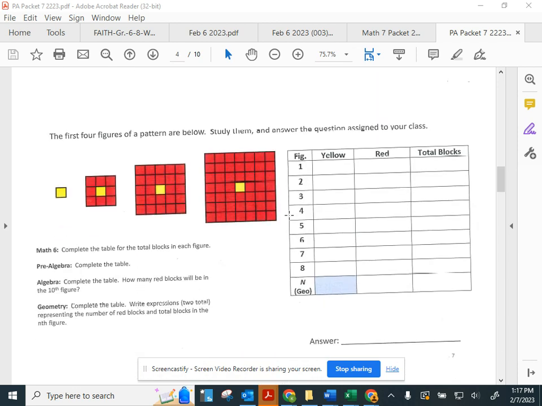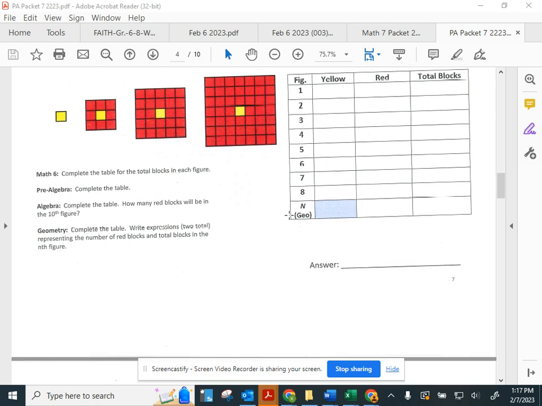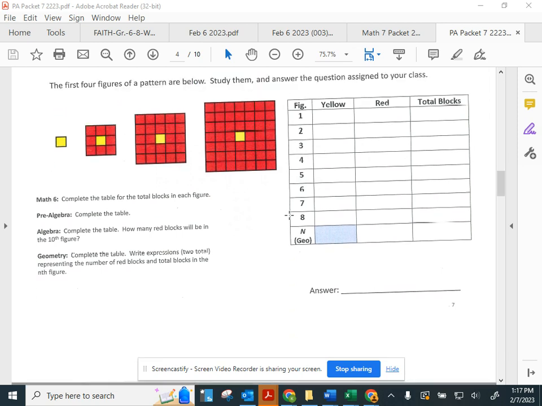All right, our pattern page. Pre Algebra needs to complete the entire table. So our first figure, how many yellows do we see? 1. How many reds are there? 0 reds. So how many total blocks are there? 1. That was the easy one.